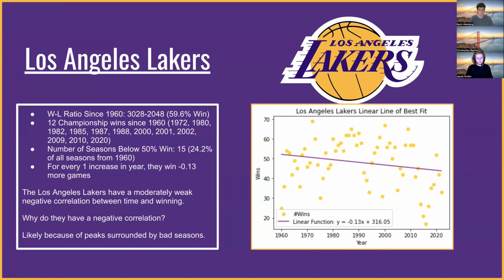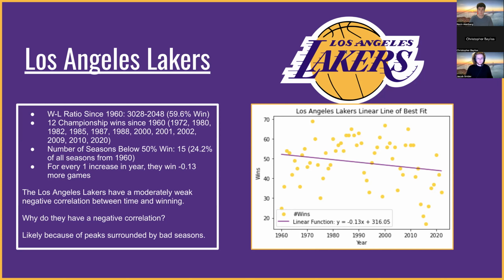But what does the linear regression tell us? It says that for every one increase in year, they win negative 0.13 more games. So the Los Angeles Lakers have a moderately weak negative correlation between time and winning. It's interesting that one of the winningest basketball teams of all time has a negative correlation between time and winning.